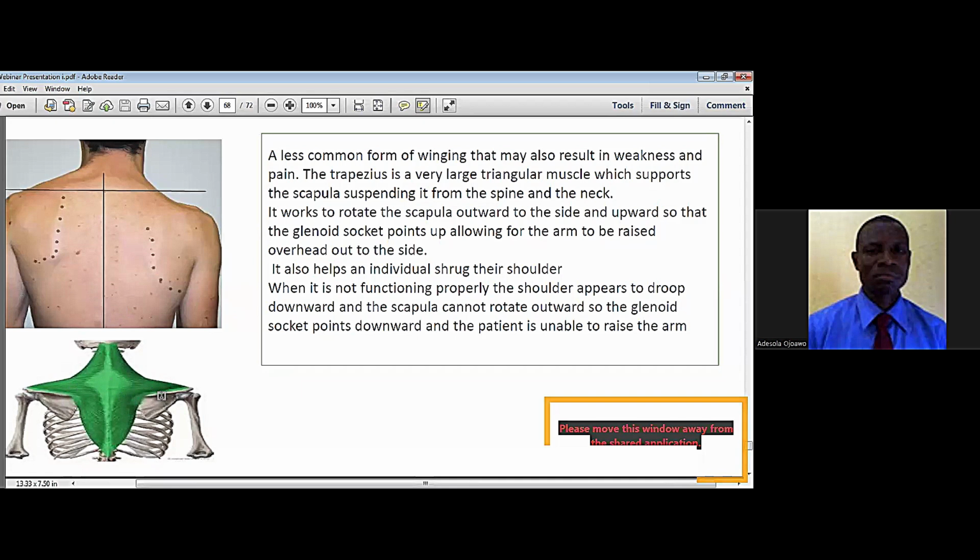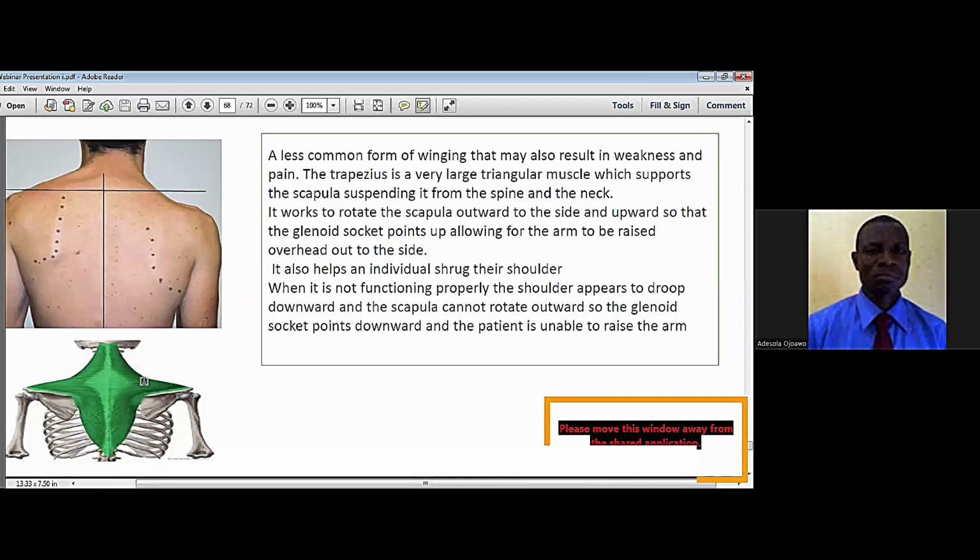So this one is taking the spine, the scapula towards the shoulder, and taking it into the space, right? It also helps an individual to shrug the shoulder. So when you lift up your shoulder, that is the work of trapezius. When it is not functioning properly, the shoulder appears to drop, to droop. That's what we are seeing.